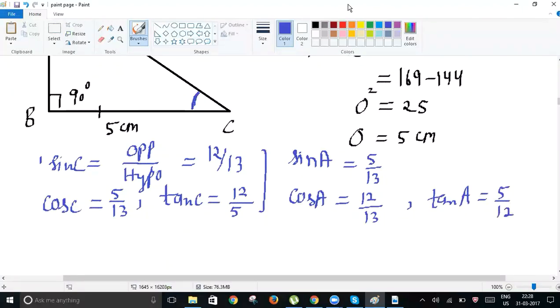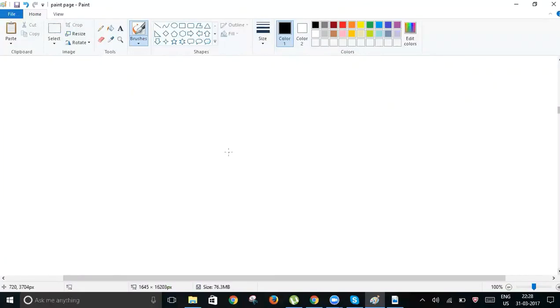Kenzie, if you look at all these values carefully, for example, if you just look at the value of sine C and cos A, you can conclude a very important trigonometric relationship. They are the same. So this information will lead us to a very important trigonometric relationship.